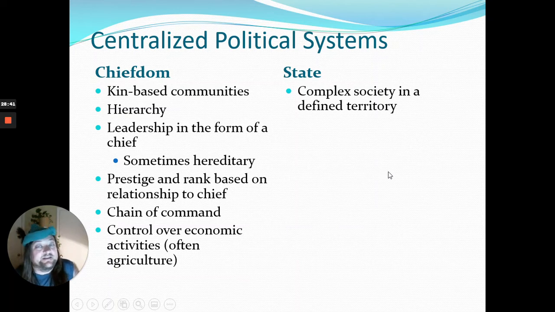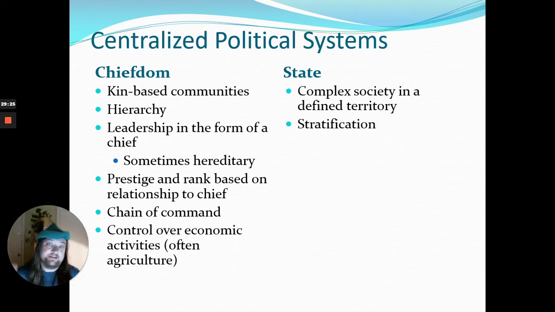And then when you get to the level of states, which is the other kind of centralized political system, that's the one that a lot of us have grown up in. Again, we're not talking about a state like in the US, like New York State or New Jersey. A state is a kind of political structure where you have a complex, multi-tiered society that is associated with a defined territory. So you look at a globe or a world map, all those borders that are there, they weren't always there, right? They were created by people, and they've changed over the centuries since states have emerged.